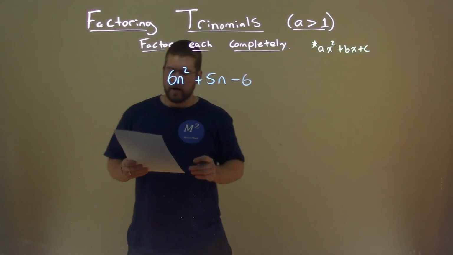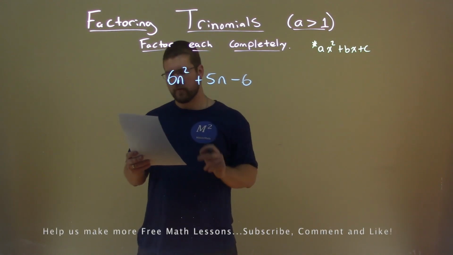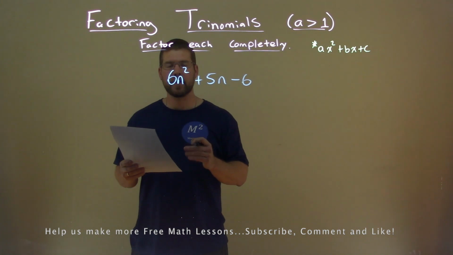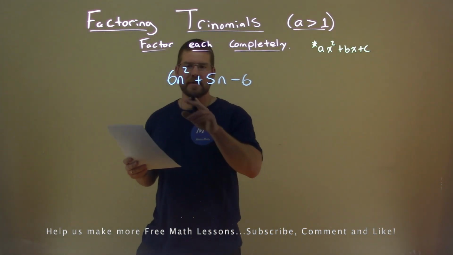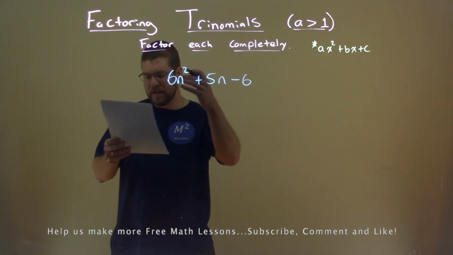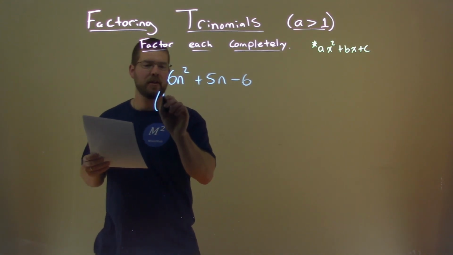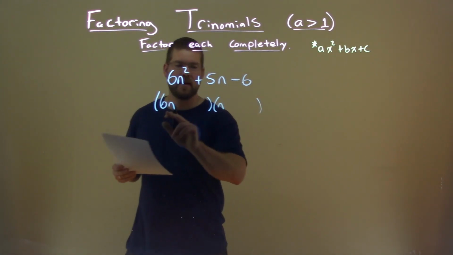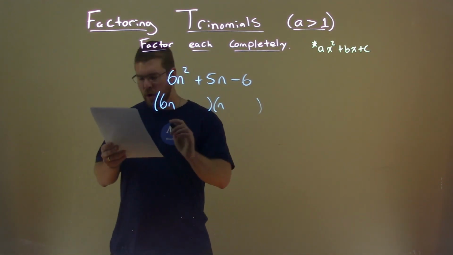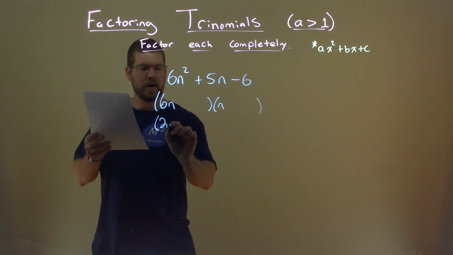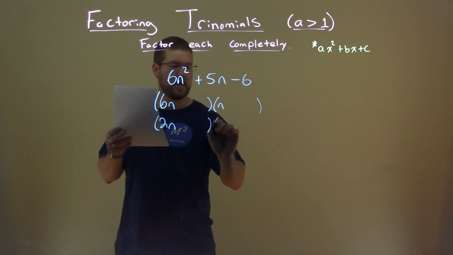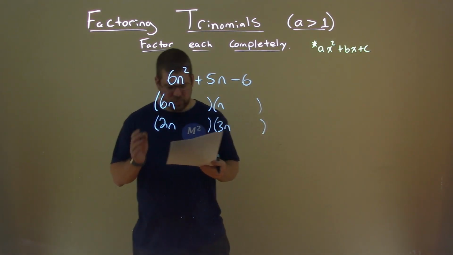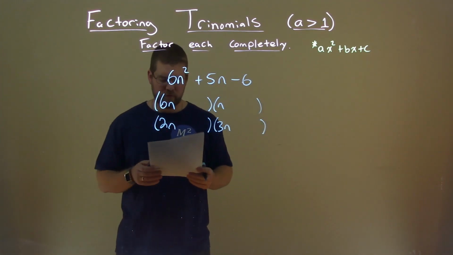We're given this problem right here. 6n squared plus 5n minus 6, and we need to factor this completely. My 6n squared lets me know I have two options that this thing can look like. It can either be some 6n times 1n, which gives us that 6n squared, or it can be in the form of some 2n times a 3n, which also gives us 6n squared. So I keep that in mind as I'm moving forward.